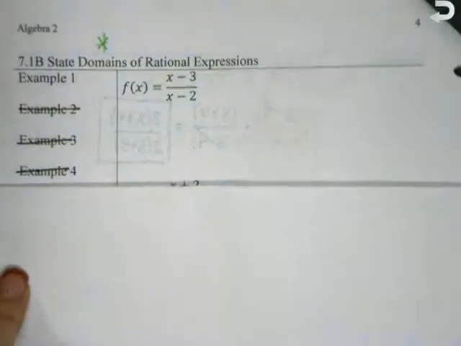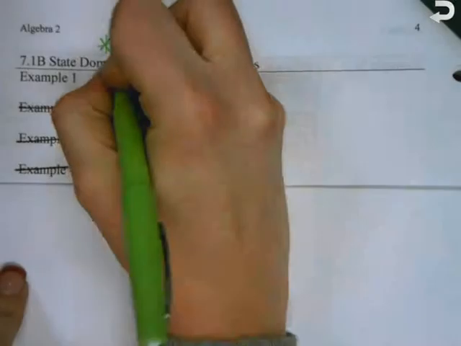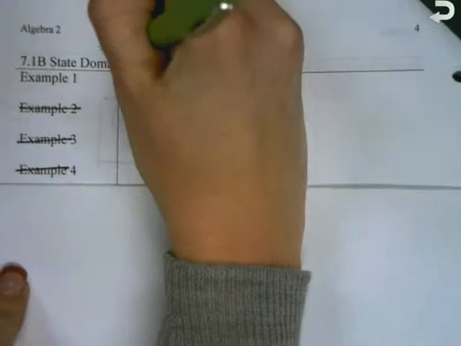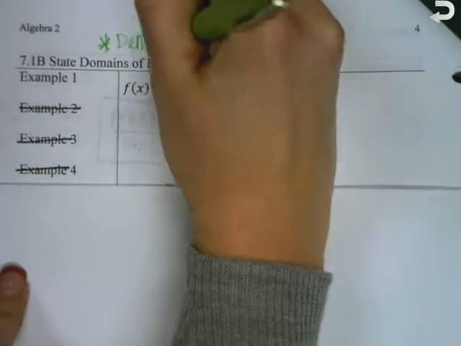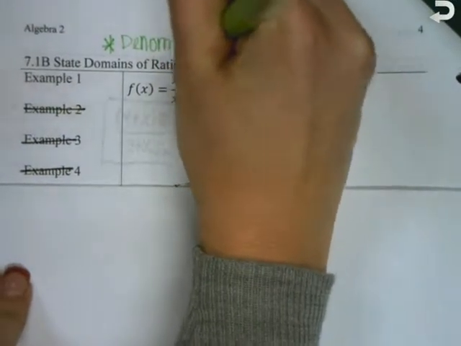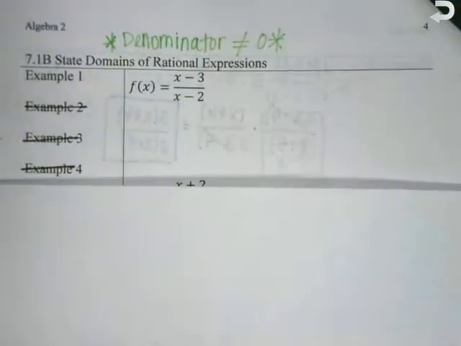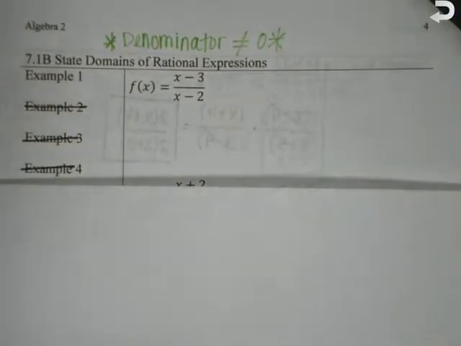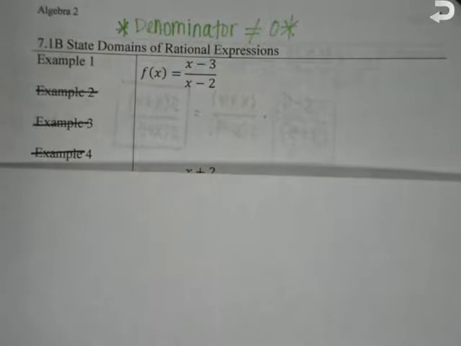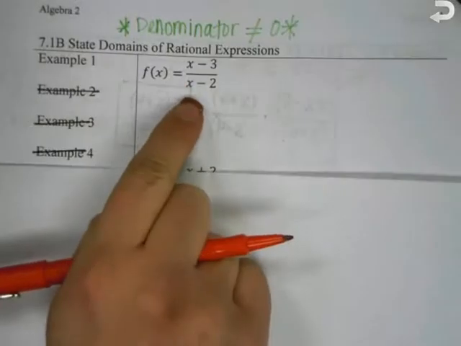Denominator cannot equal 0. And we're going to be using that for all of these problems. Okay, and it's just 5 examples. Okay, so example 1. We have f of x equals x minus 3 over x minus 2.